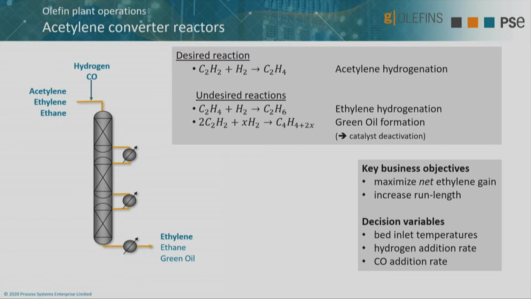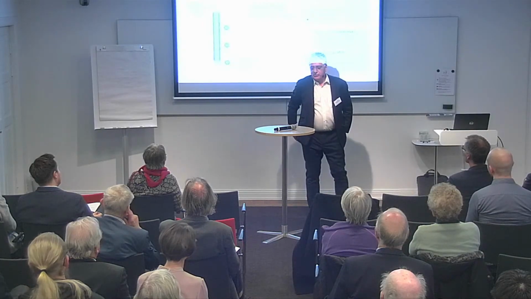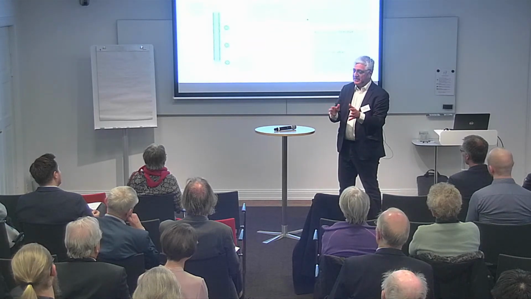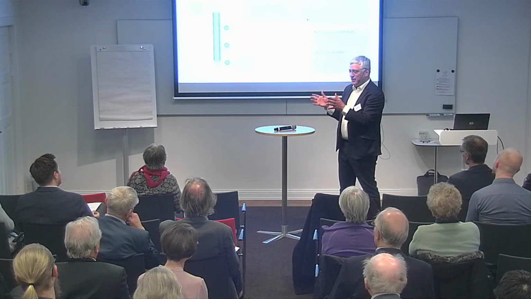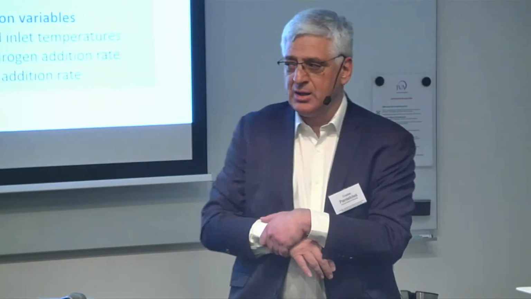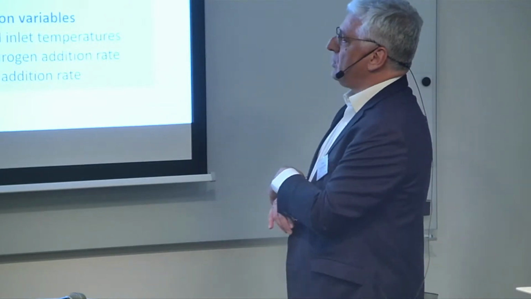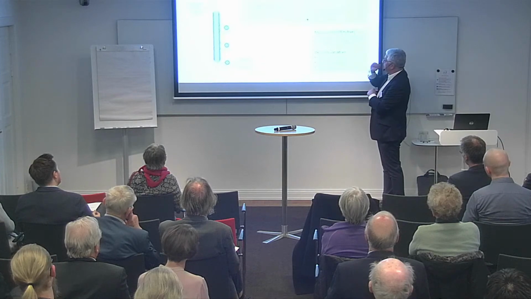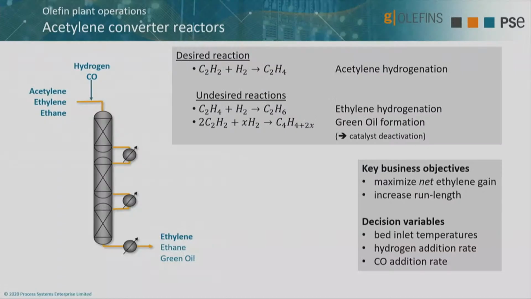And just to make things more interesting, of course, because that's how life is, while you're doing all this, there are certain side reactions which deactivate the catalyst. So if you're not careful, you may think you're doing great, you're getting rid of all your acetylene, you're getting some ethylene, right? No, you've just destroyed the catalyst. You have to stop the plant and regenerate the catalyst. So what we are looking for is to maximize the net ethylene gain, what you gain from the first reaction minus what you lose in the second reaction, but to also increase the run length, how long it takes before you have to regenerate the catalyst, by minimizing these reactions here.